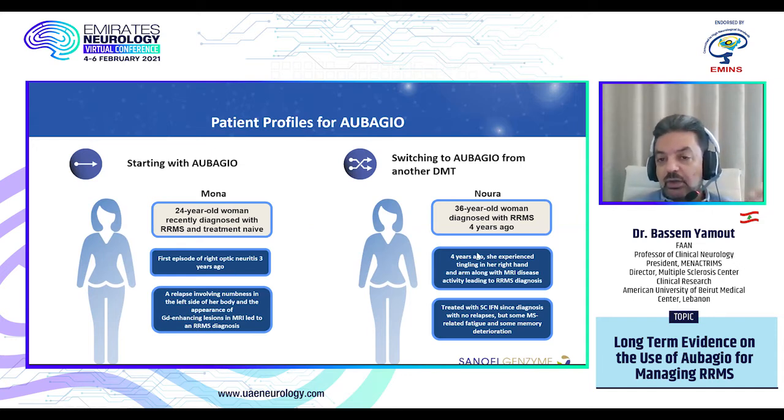The second profile would be a switch, a patient who has MS that is well controlled on interferon, but has a poor quality of life due to the injection site reaction, the flu-like syndrome. So the tolerance issue here, and this would be the second ideal profile to shift this patient to Aubagio. So these will be the two typical profiles where I would use Aubagio in my practice.